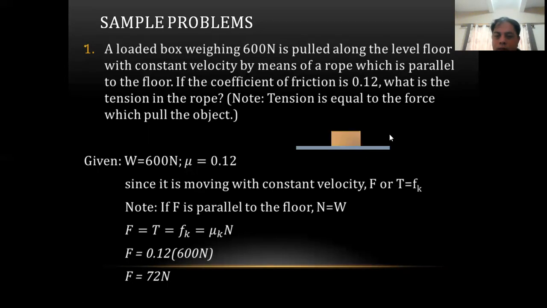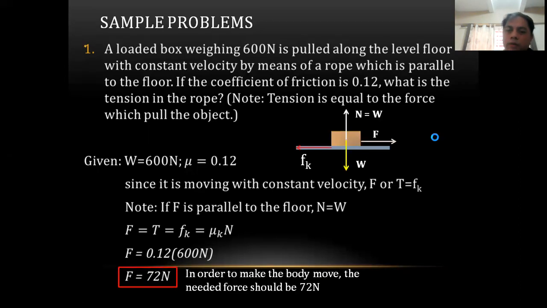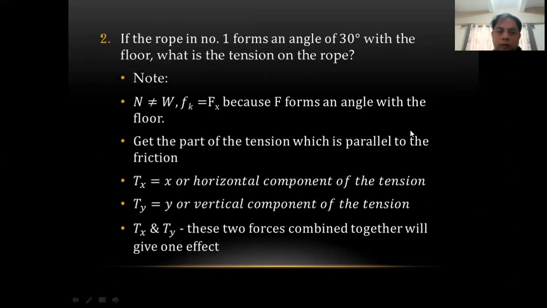So let's see our number 2. We are provided here in number 2. If the rope forms a certain angle, which is now 30 degrees, we are still asked to find the tension. Okay, now let me cover this one again, and let's have some illustration.